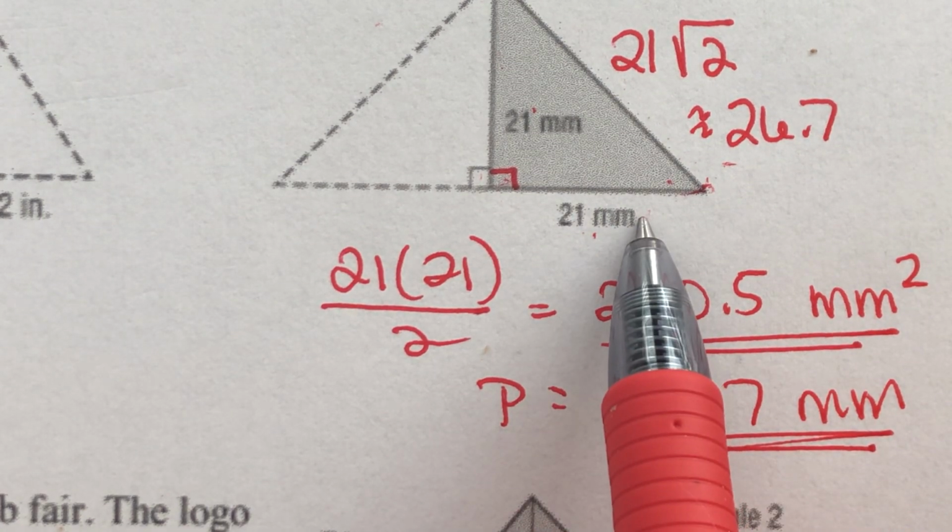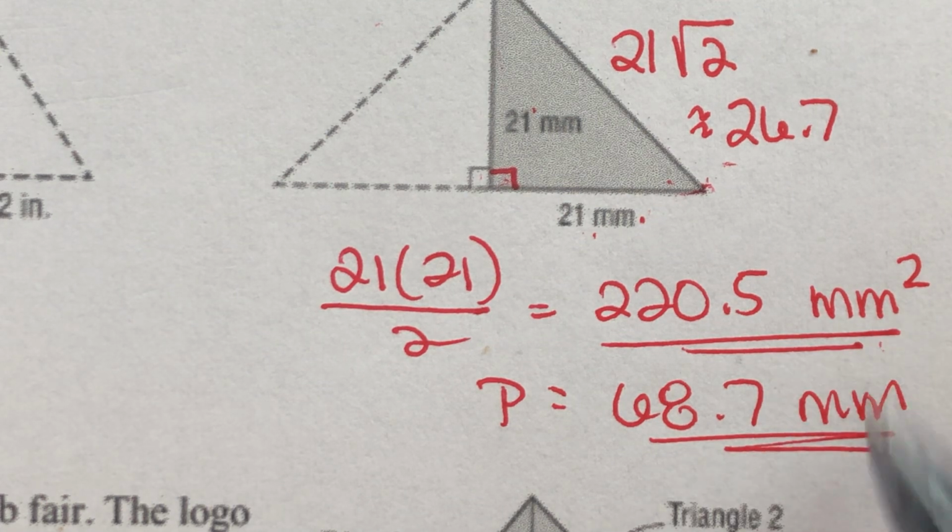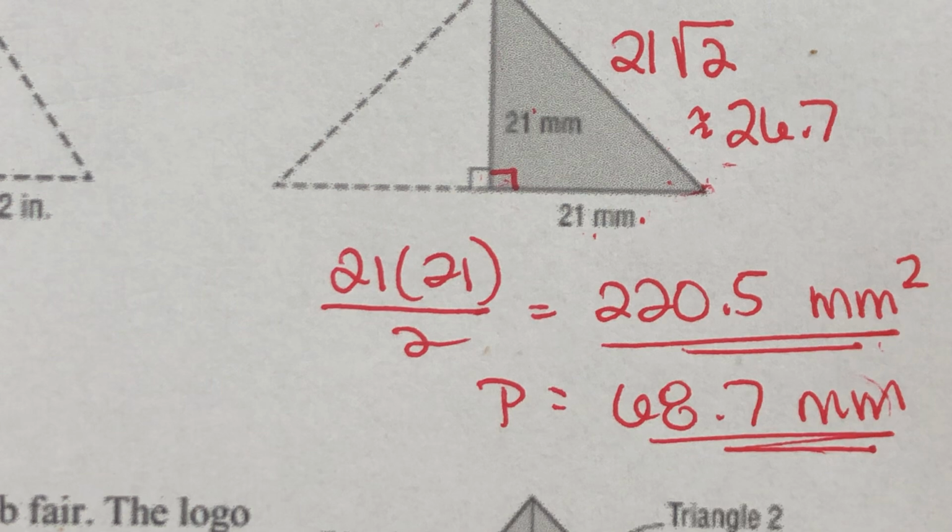When it gives you a measurement and it's asking you to find one of the measurements, do not forget to put the units of measure with your answer. Do not just put 68.7. I got to know 68.7 what? Square millimeters, inches, feet, cubed meters. Like, what is it? You got to tell me.